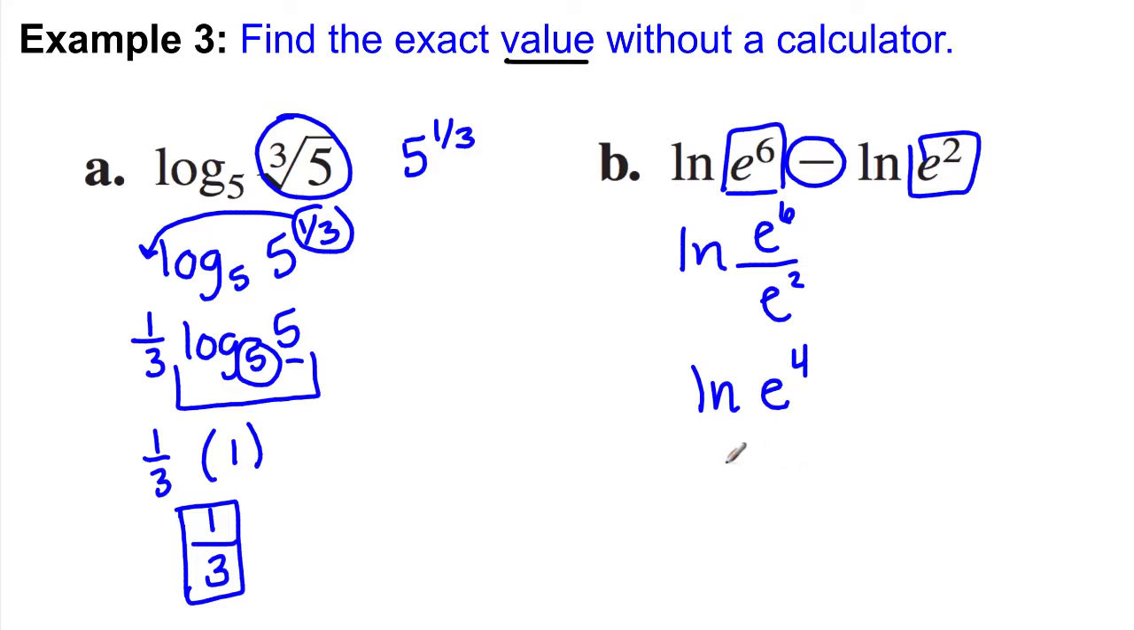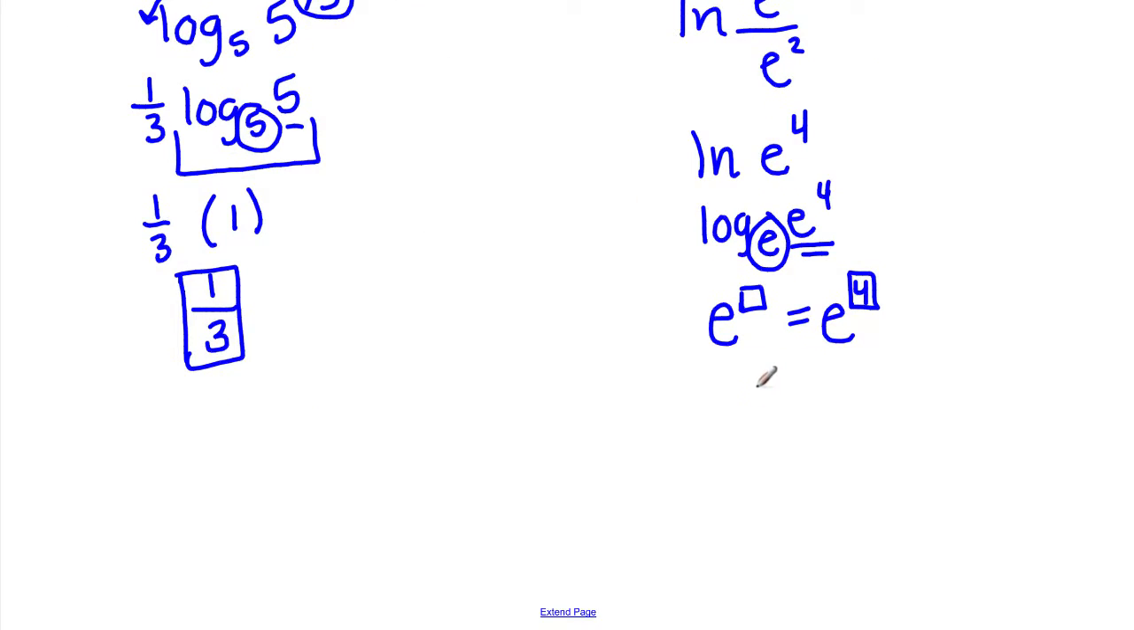Now all we have to do is find the value. The natural log is log base e, right? So let's rewrite this as log base e of e to the 4th. How do you evaluate this logarithm? You simply ask yourself, e to what power equals e to the 4th? So e to what power equals e to the 4th? Well, that's easy. It's just 4. So the exact value here without using a calculator is 4.